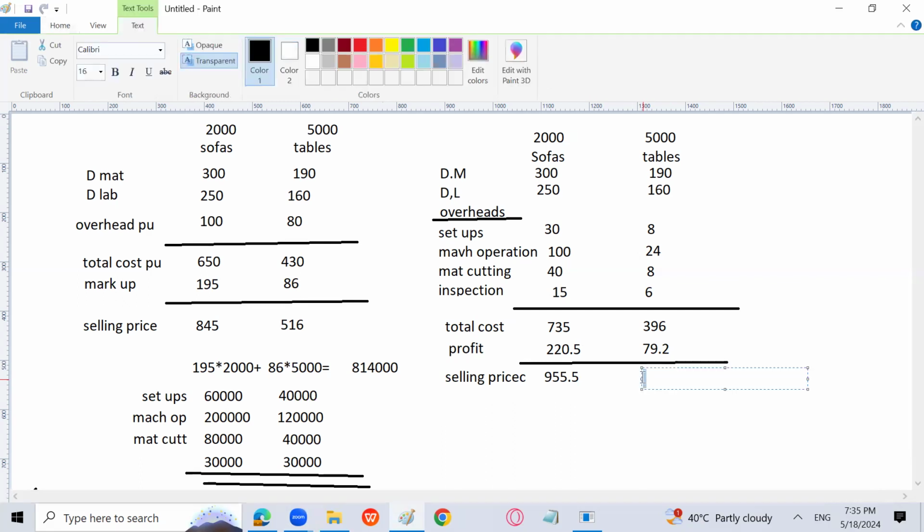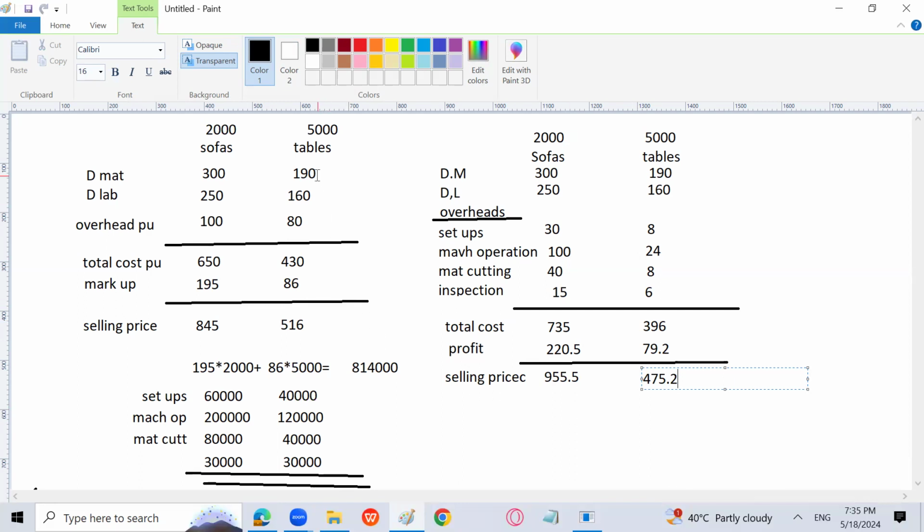Let's discuss a little bit about it. If we use absorption costing, the traditional costing method, your selling price is 845, but now we are having a more accurate selling price, which has been increased. So the selling price is going to be 835. Why? Because for sofas, the total cost was 650, but by using ABC costing, the total cost is 735. So we are going for a higher cost for sofas. Total cost per unit is more. That's why the selling price is also high, because the markup is the same.